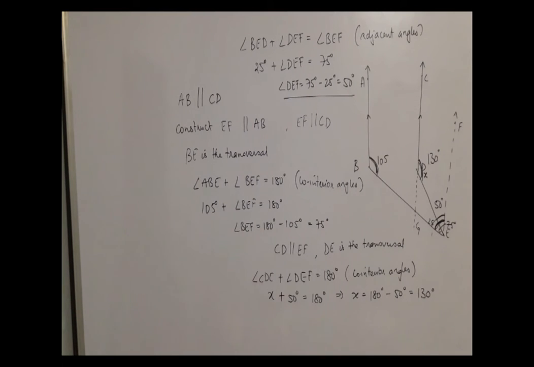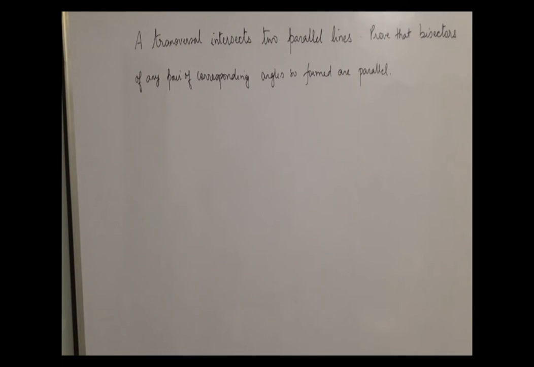Now we will change a little and try to do a prove-that sum. So proving that sum is also based on the same properties. What is the prove-that sum? Read the question. A transversal intersects two parallel lines. We have to prove that the bisectors of any pair of corresponding angles so formed are parallel. So did you understand the question? Let us go step by step.